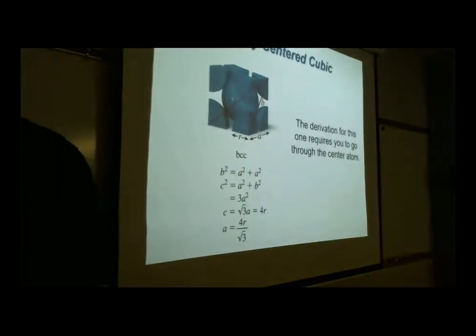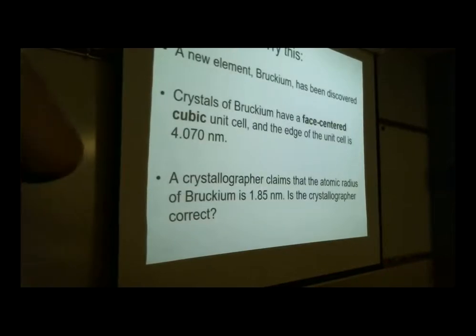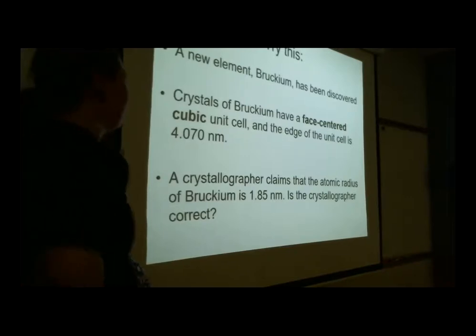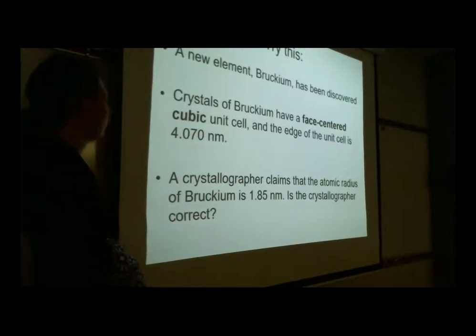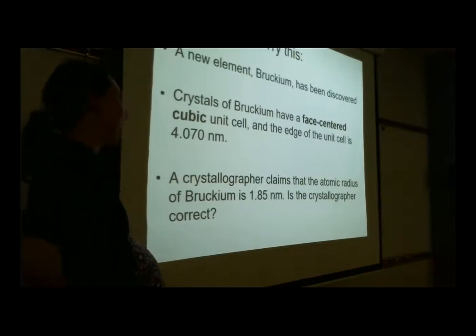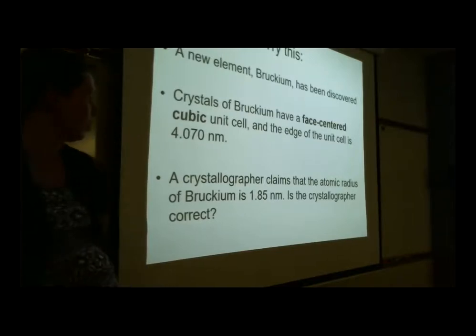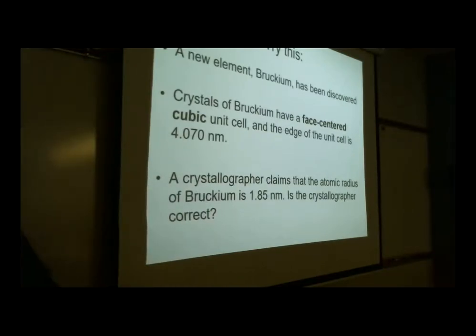So let's do some practice. We're just plugging into the equations today, just easy stuff. All right, a new element, brachium, of course. Why wouldn't it be called brachium? Has been discovered. And brachium has a face-centered cubic unit cell with an edge of 4.070 nanometers. A crystallographer claims that the atomic radius is 1.85 nanometers. Is this crystallographer correct? So you try the arithmetic, see if you can do it.